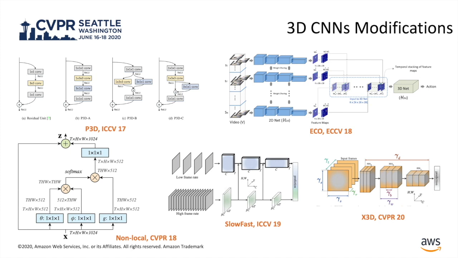In the next few years, 3D CNNs advanced quickly, and became top performers on almost every benchmark dataset. Here, I only talk about several of them, like P3D, ECO, non-local, SlowFast, and X3D.